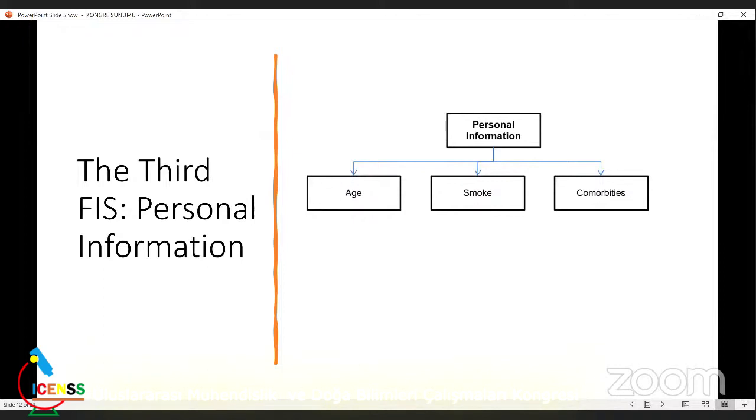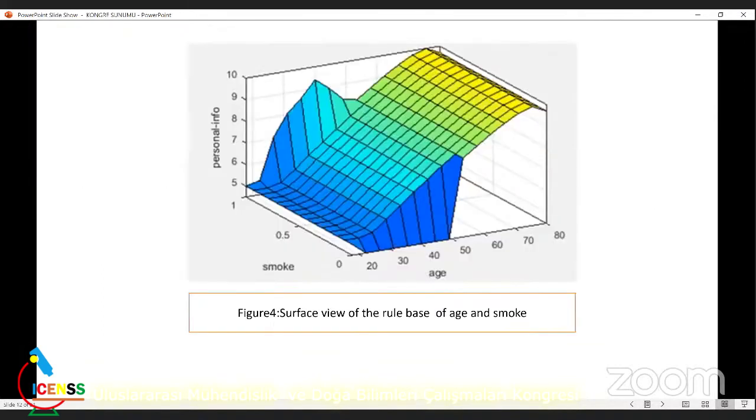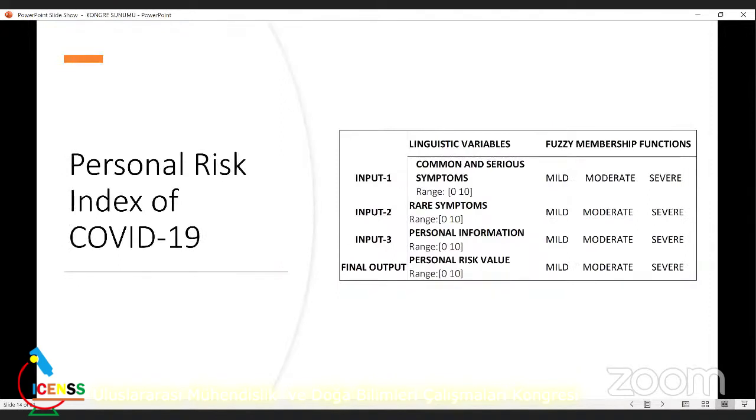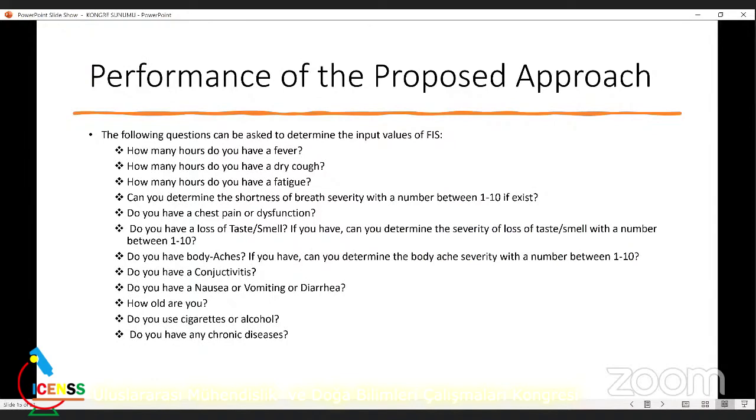Figure 4 illustrates the impact of the system on risk evaluation in 3D form as a rule surface performed in MATLAB. In this part, we can get the COVID-19 personal risk value by combining the explained fuzzy inference systems. We present a final fuzzy inference system whose inputs are the outputs obtained by the first, second, and third fuzzy inference systems. Now we can discuss the performance of the proposed approach.